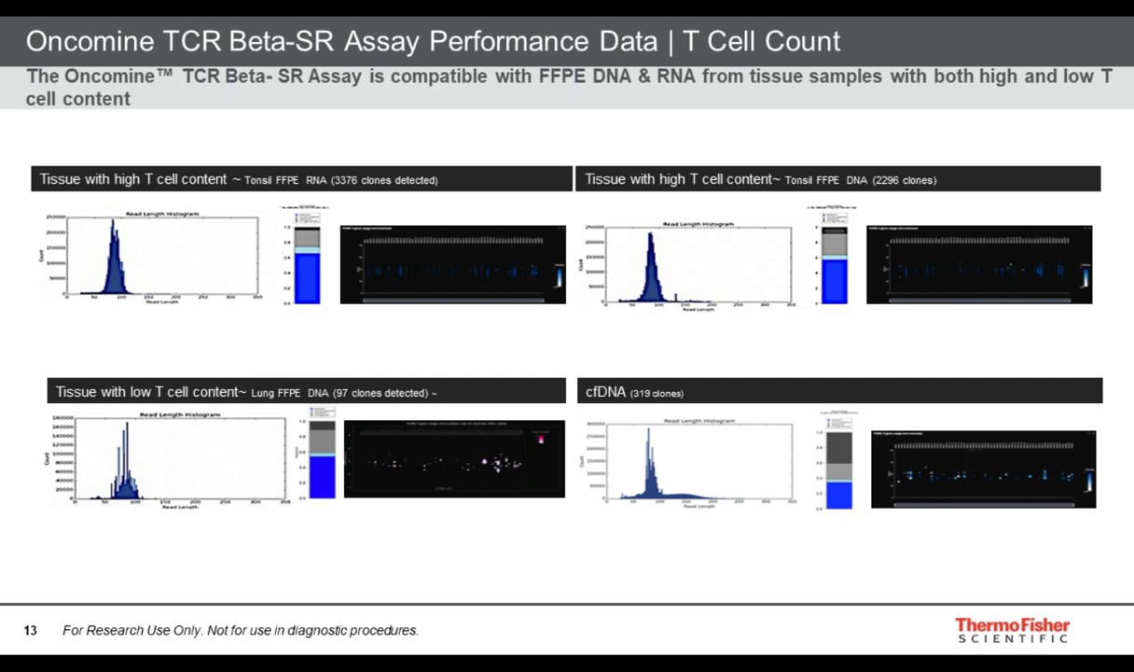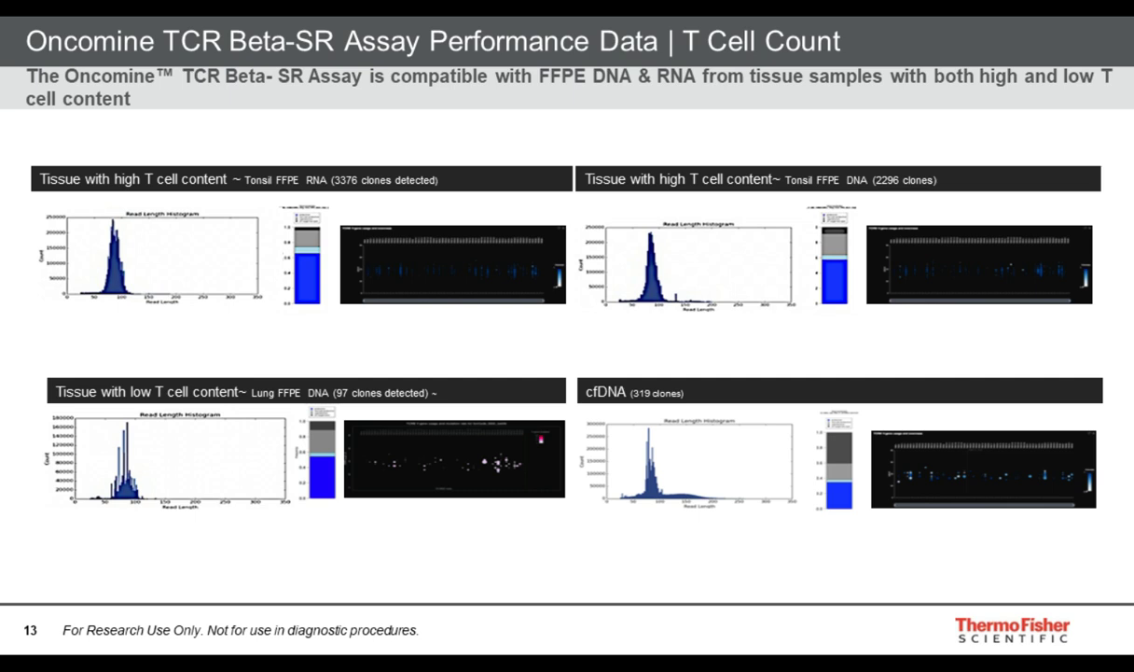So the assay works well across a broad range of T-cell contents. The examples shown on top here are from tonsil, FFPE, RNA, and DNA on the left and the right. And both of these samples have relatively rich and relatively even repertoires. The histograms shown here are showing the distribution of the read lengths, and the darker figures are spectrotyping plots. I'll explain those in a little more detail in a few slides.